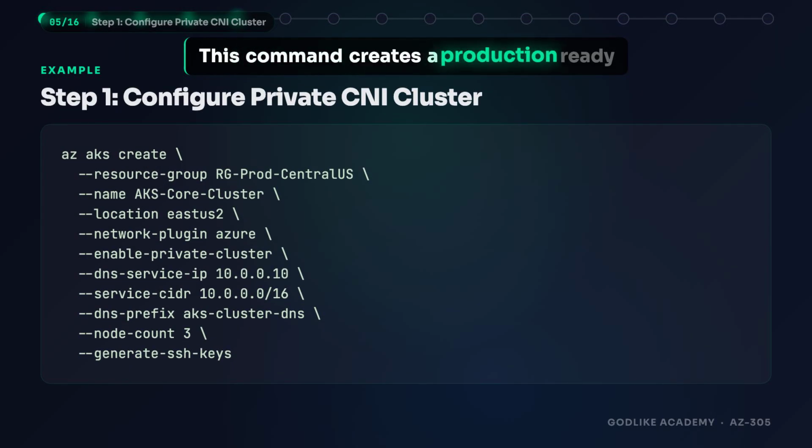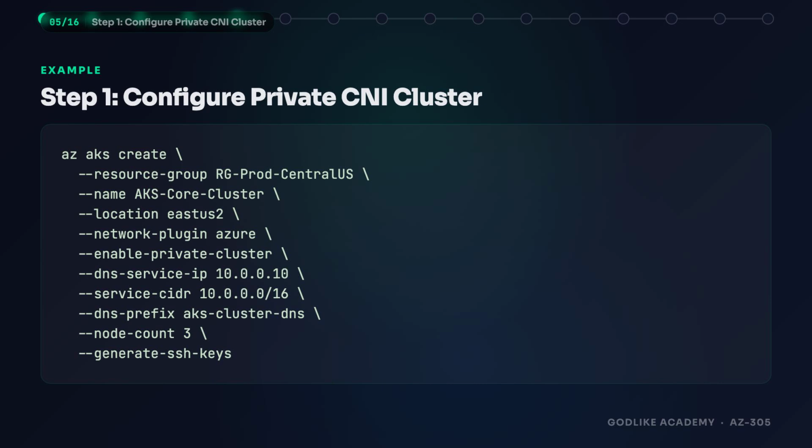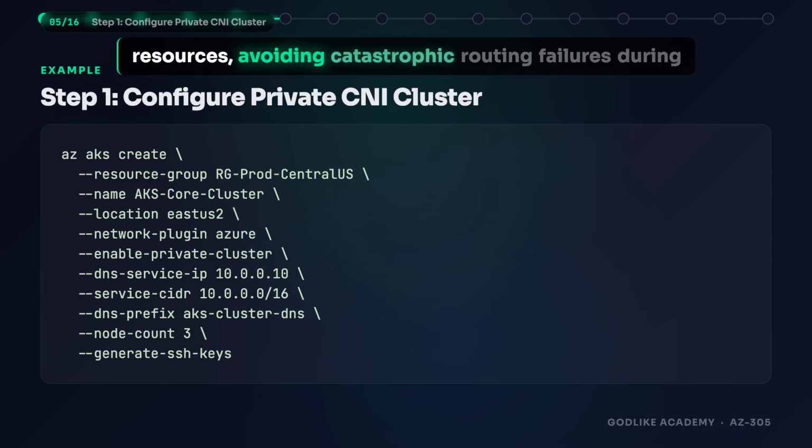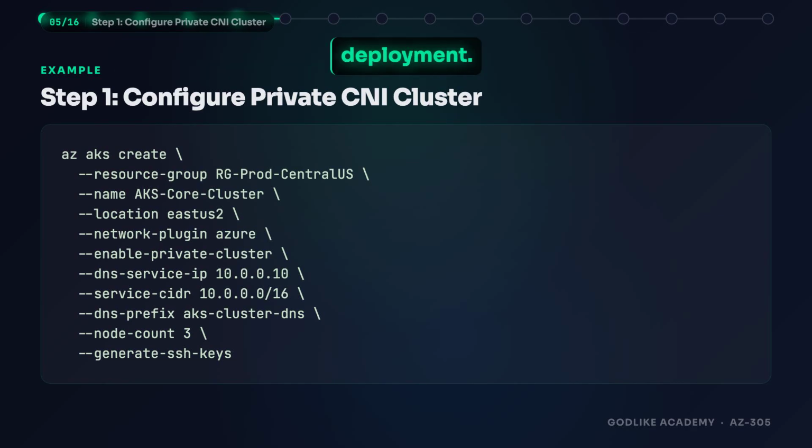This command creates a production-ready cluster in the central U.S. region using the Azure CNI plugin for direct networking. The network plugin azure flag enables full VNet integration, while enable private cluster ensures the API server is not exposed to the public internet, which is a critical security baseline. We also define the service CIDR 10.0.0.0/16 and DNS service IP to prevent IP conflicts with existing virtual network resources, avoiding catastrophic routing failures during deployment.